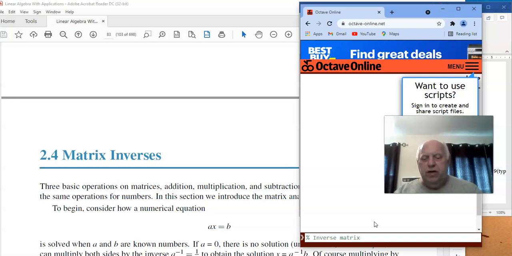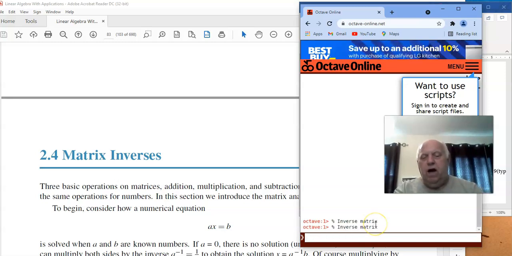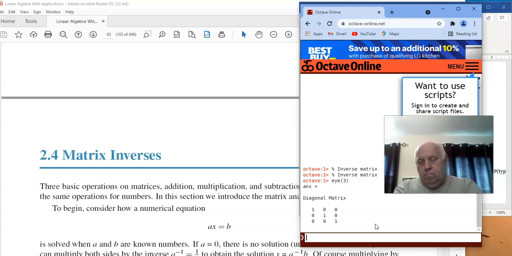So inverse matrix is this. And in Octave, it's this kind of crazy thing. You do I3, let's just say. So that becomes an identity matrix. I'm sorry, I said inverse matrix. I even misspoke. This is called the identity matrix.